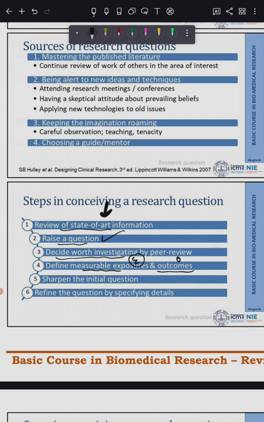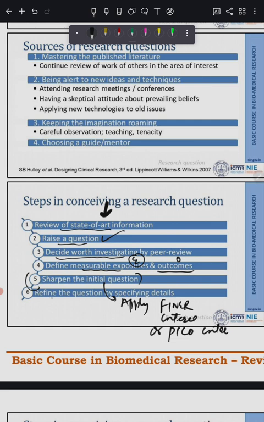Then you have to sharpen the initial question, that is, you have to make the question more specific. You have to apply the FINER criteria or this PICO criteria, and you have to clarify the population, setting, time frame, etc. So for example, among pregnant women presenting with dyspnea, is D-dimer predictive of PE diagnosed on CTPA?